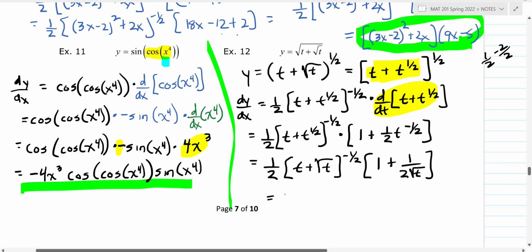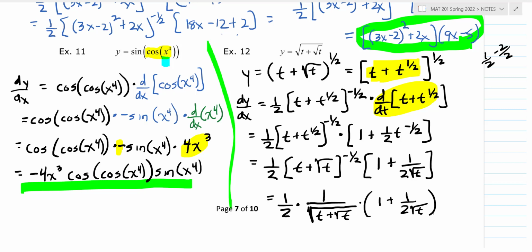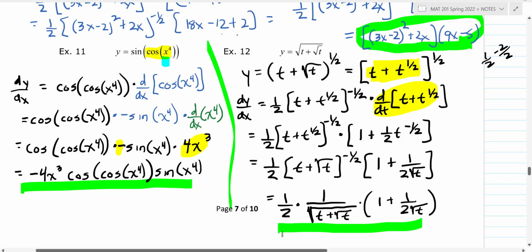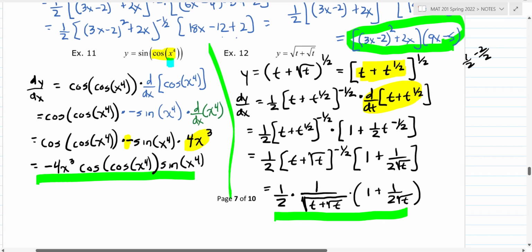It's kind of good to just work with some algebra on these. So I'm going to bring the half down. This is going to be 1 over the square root of t plus the square root of t, like that. And then this part right here, which you would have to have in a grouping symbol, would be 1 plus 1 over 2 root t. Okay, so that's probably okay to just write the answer like that because you've got distinct factors broken up like that. Okay, all right. So that kind of gives you a little bit of an idea of how to do a chain rule when there's more than one level.